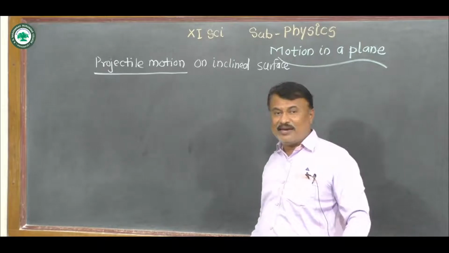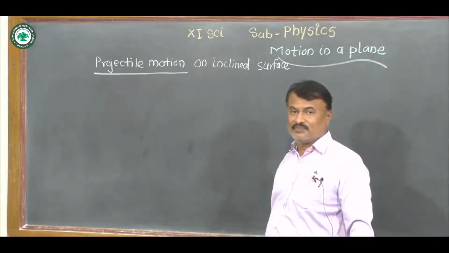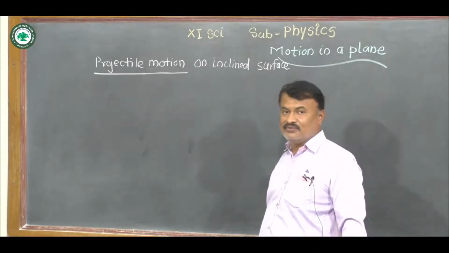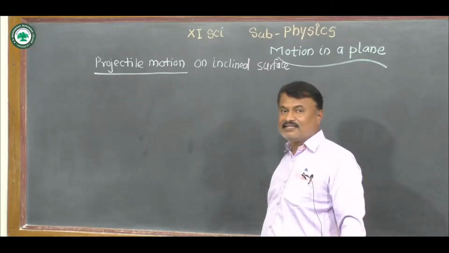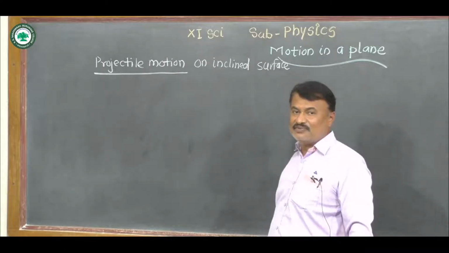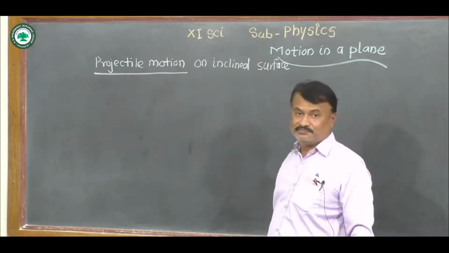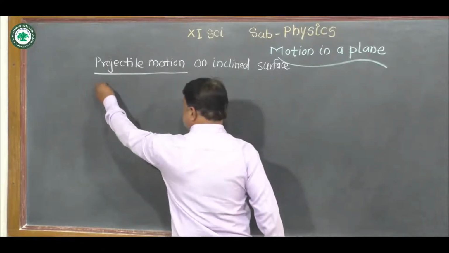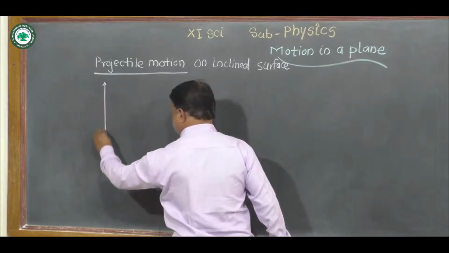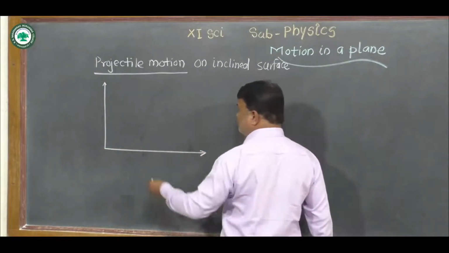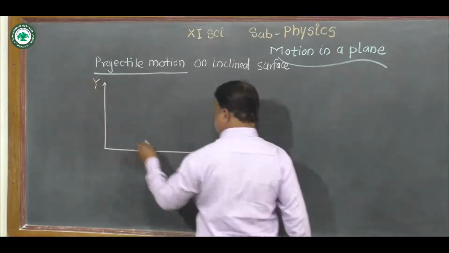Projectile motion, everybody is familiar with projectile motion. The motion of an object with initial velocity making some angle with the horizontal under the action of gravity is called projectile motion. The point from which the projectile is projected is called the point of projection. This motion is considered in two axes, x-axis and y-axis.